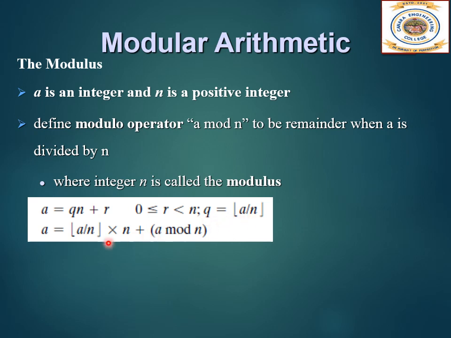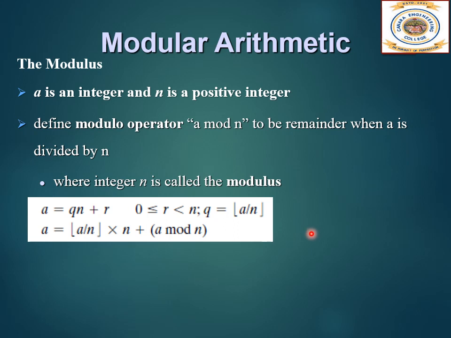So now here in this equation we'll replace q. We know what q is. q is a by n. So we'll replace it by a by n, and n as it is, and plus r. What is r? r is the remainder, which is nothing but a mod n. Okay, this is about modulus.